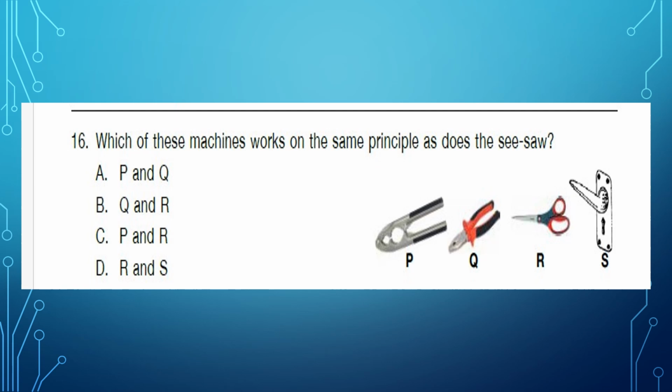Question number 16. Which of these machines works on the same principle as the seesaw? P is nutcracker, Q is plier, R is scissors and S is door handle. Q and R work as the seesaw works. So the answer is option B. Q and R.